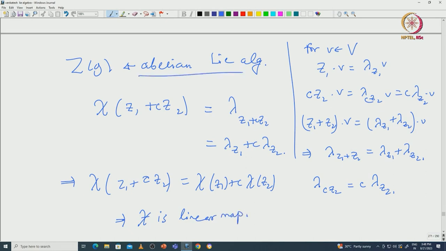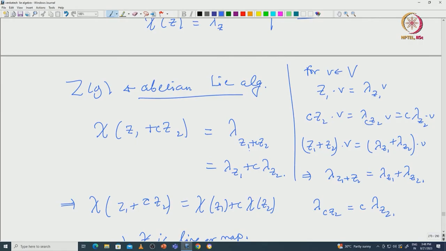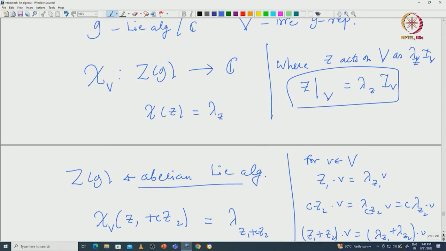But since Z of g is an abelian Lie algebra, one can think of this chi as a representation of Z of g. So chi is indeed a linear map from the center of g to complex numbers, so one can think of chi as a Z of g representation. So, this is what is called the central character, okay. So, we have started with, so let me actually use V everywhere, okay. This is chi_V, because chi_V depends upon this capital V, okay.